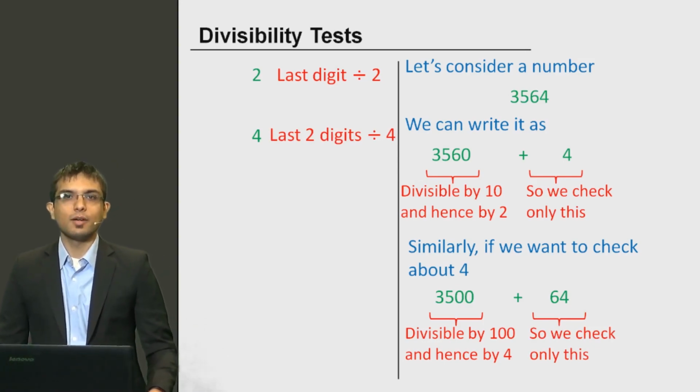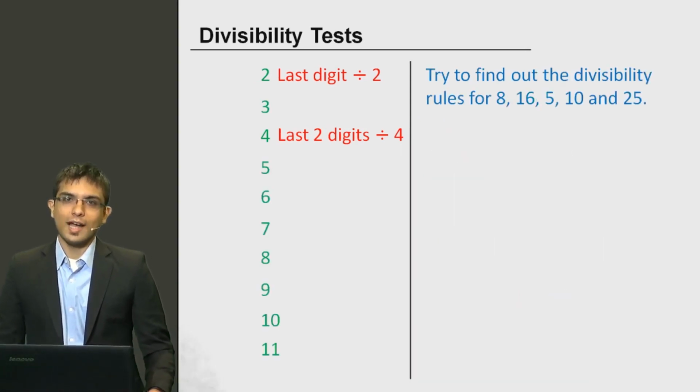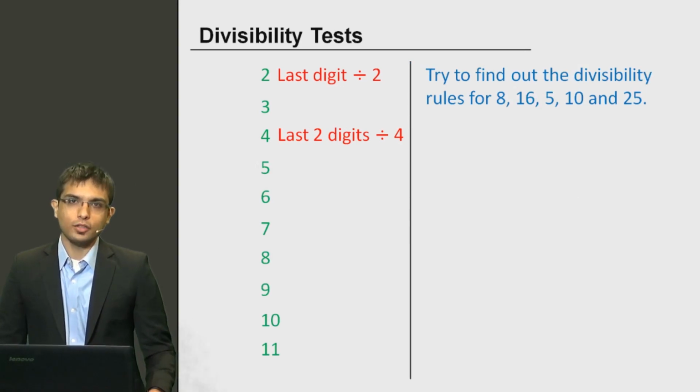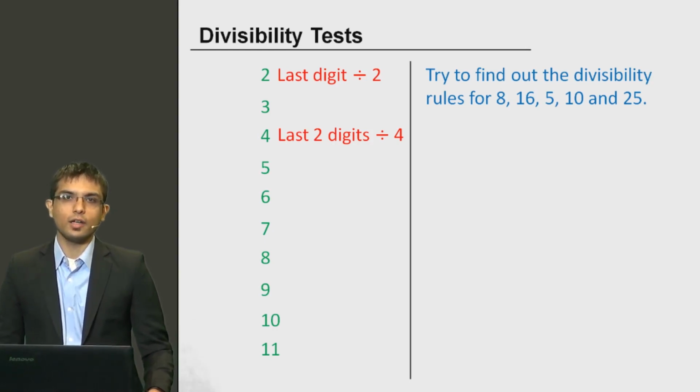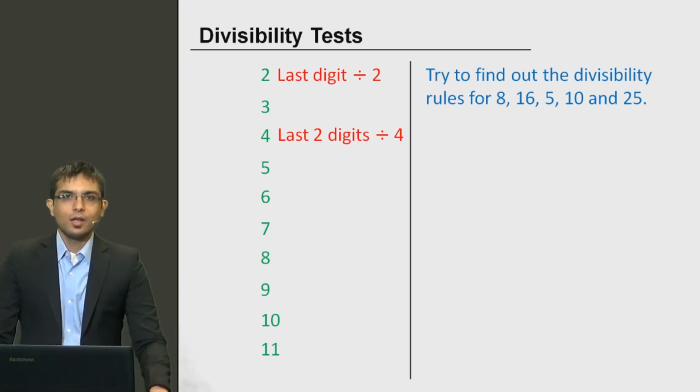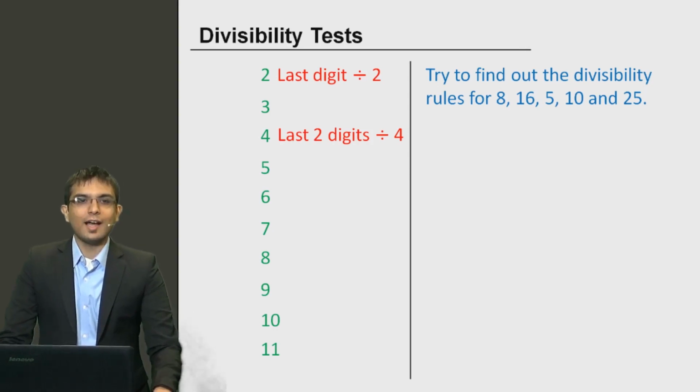So we know the divisibility rules of 2 and 4. Now let us consider these numbers. I'll pause this video for a couple of minutes. Try to find out the divisibility rules of 8, 16, 5, 10 and 25. Thank you. So everyone must have tried, and the answers are: for 8, the last 3 digits should be divisible by 8.